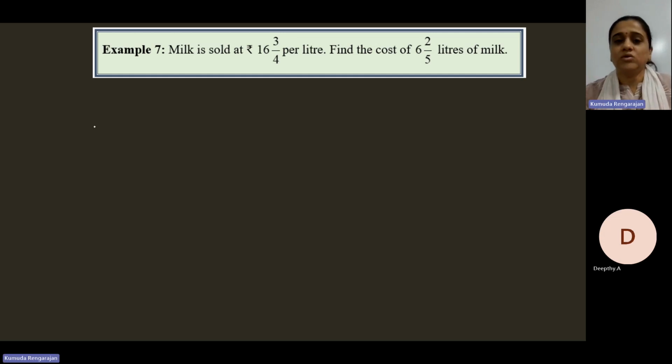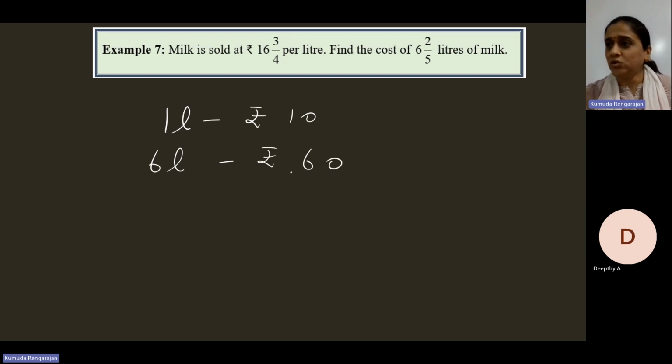All right. So milk is sold at rupees 16 3/4 per liter. That means the cost of 1 liter of milk is rupees 16 3/4. Find the cost of 6 2/5 liters of milk. So basically, the cost of 1 liter is given. Supposing the cost of 1 liter is rupees 10, what will be the cost of 6 liters? 60 rupees. So what will you do?